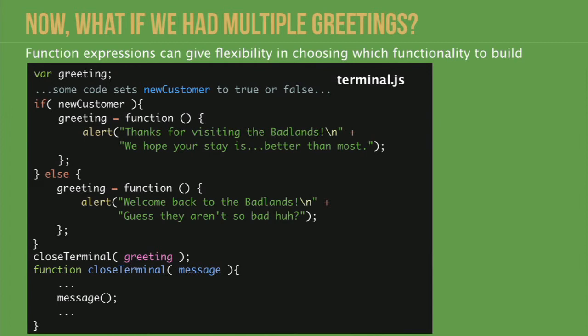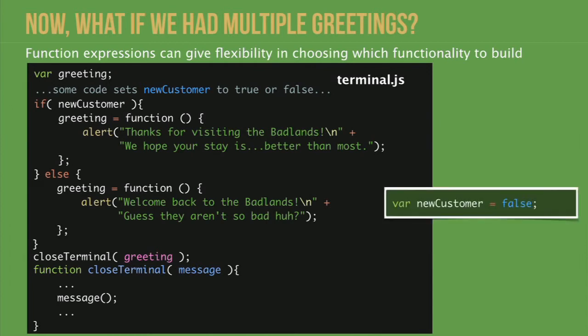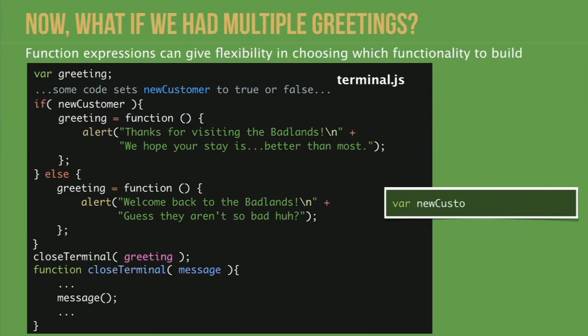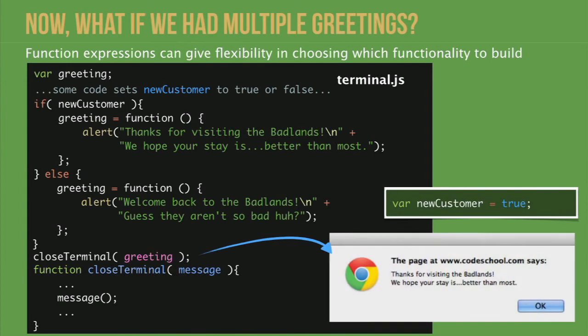So now, if new customer somehow was set to false by our terminal, we know that when we would pass the greeting variable into closeTerminal, we would get the old customer message. Welcome back to the Badlands. Guess they aren't so bad. And then if we were to also change new customer to true, we can see the message that comes up is exactly the old one that we had built before.